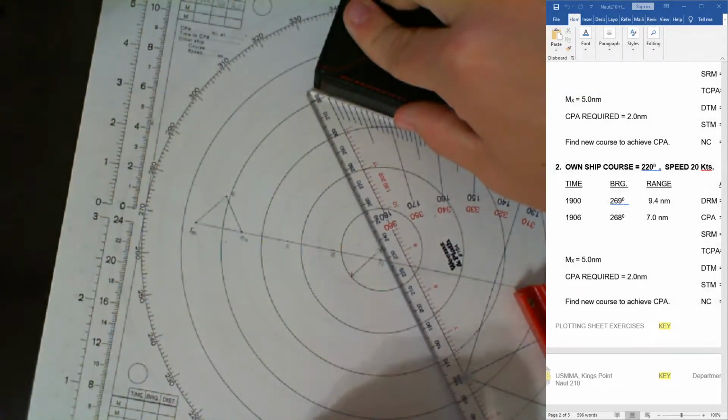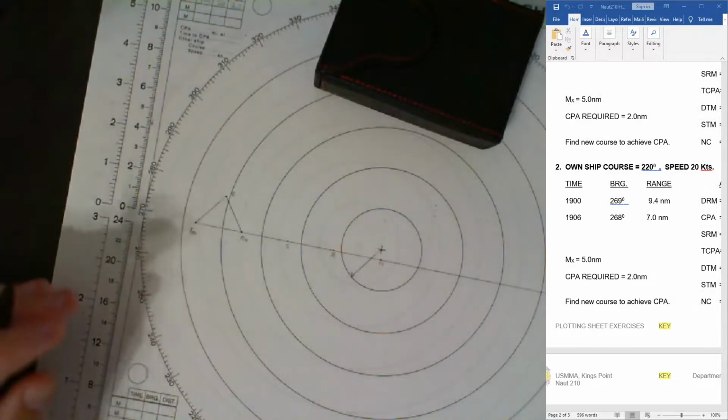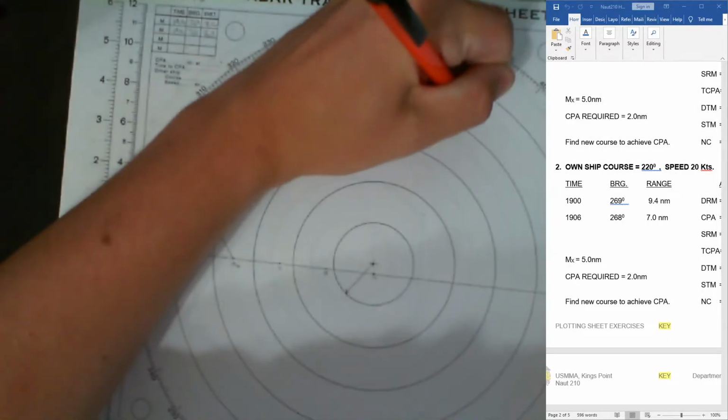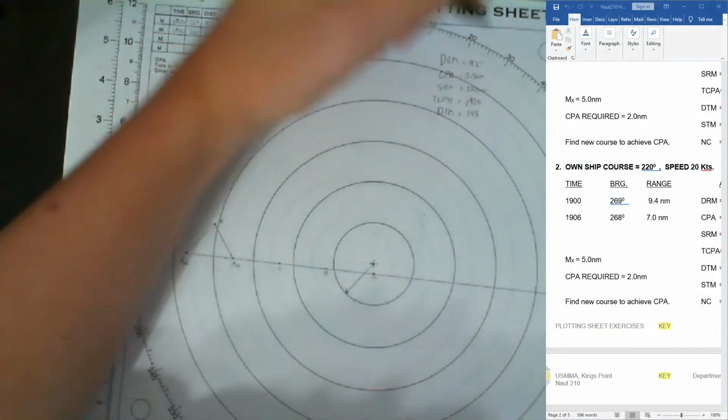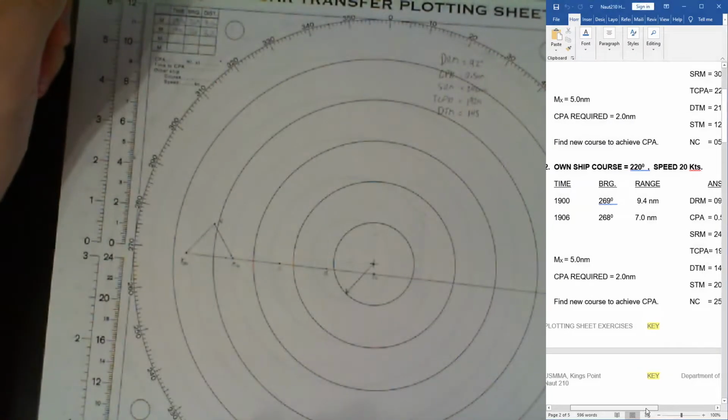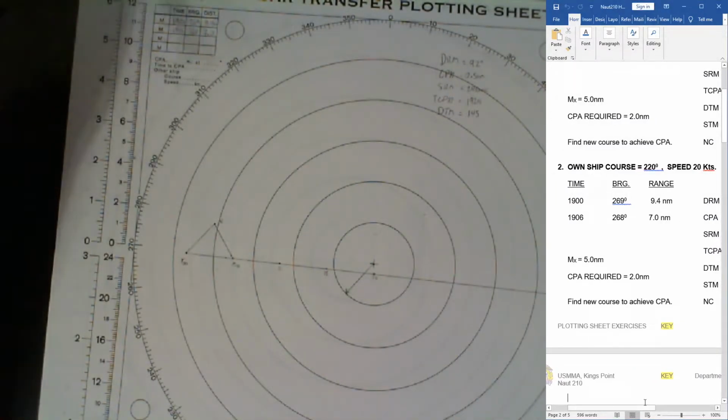And I'm getting a force of, I think, 145. Yes, 145 for my DTM. That is our true motion, 145. And the correct answer is 145 on the spot. Now we need to find our STM.